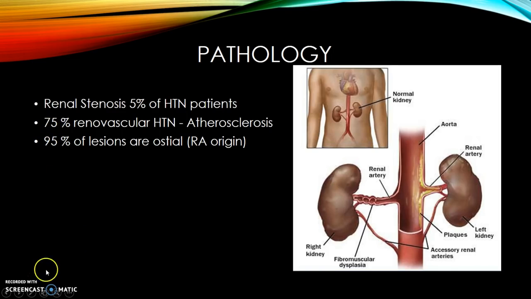Okay, so now to the pathology. Renal stenosis occurs in about 5% of all hypertensive patients, so not a whole lot. So you're going to do a lot of normals. 75% of renal artery stenosis is caused by atherosclerotic plaque. Here in this image you can see atherosclerosis, fatty plaque along the wall of the aorta going into the renal artery. Alright? And 95% of the lesions are ostial, or occur at the ostium, which is the origin of the renal artery. So where the artery takes off of the aorta. So this would be the ostium here.